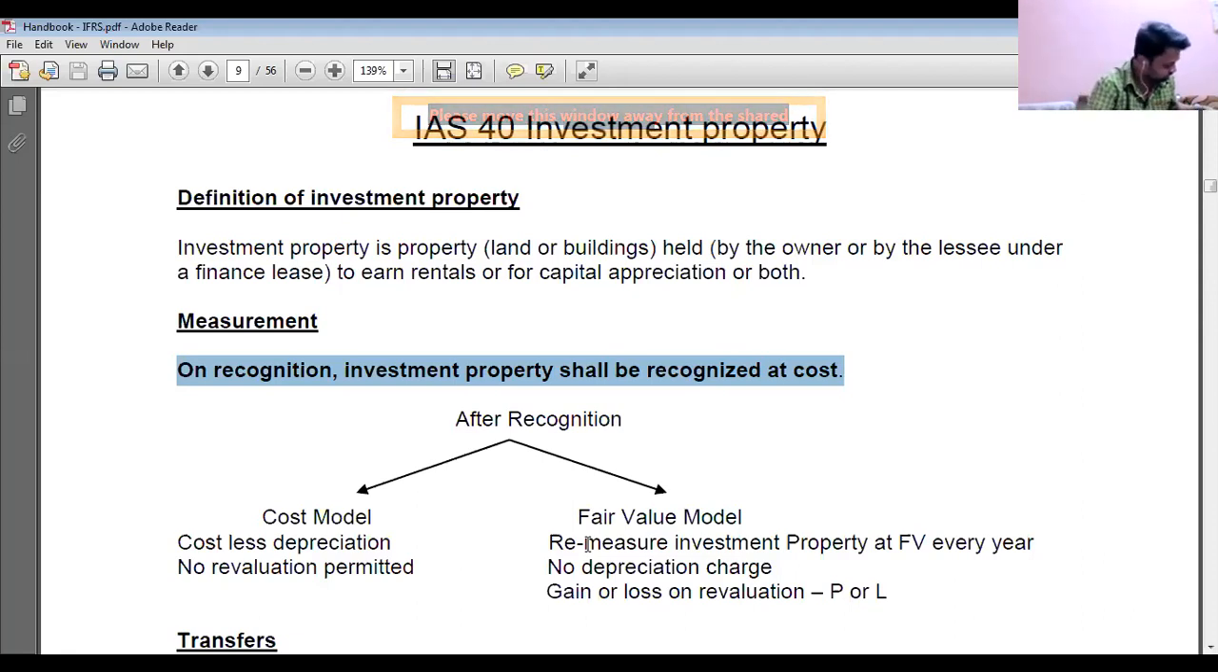The accounting treatment is also different for the models in both the standards. If the entity is choosing the cost model, the cost model is the same, that is cost minus depreciation. On a building, the entity will provide depreciation as per the useful life of the building, that is normal. Cost minus depreciation, and in that case no revaluation is permitted. It is clearly given that in investment property, if the entity is following the cost model, then the entity will simply provide depreciation every year over the useful life of the asset, and no revaluation is permitted at all.